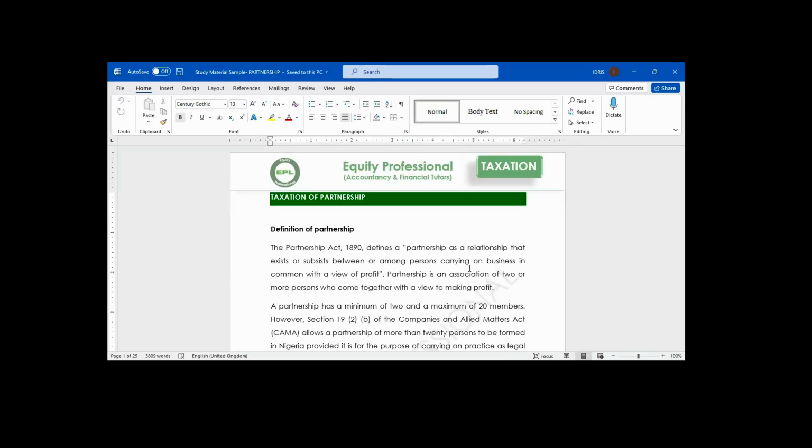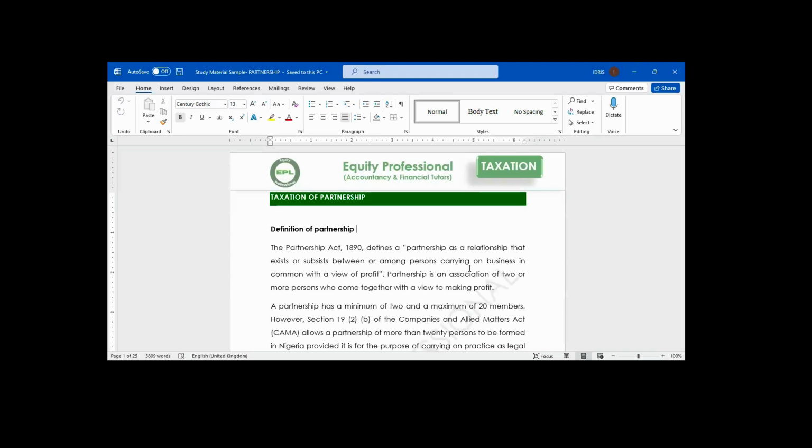So, this morning we shall be looking at taxation of partnership, otherwise called partnership assessment. That is what we are looking at this morning. So, we start with what is partnership?